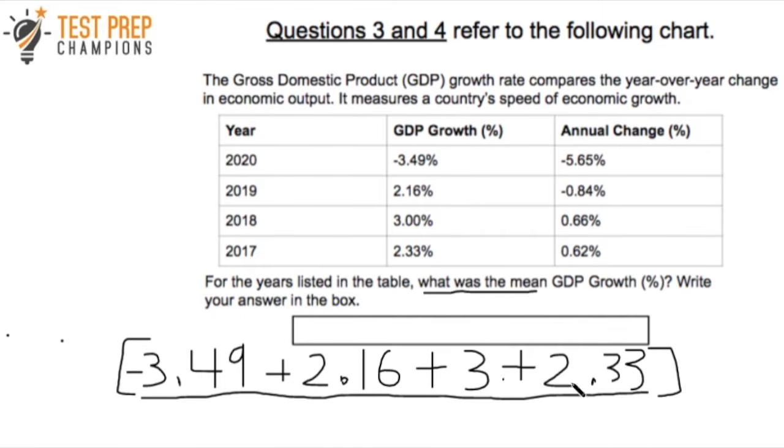So we want to add these up, and then we want to divide down here by the total number of numbers in our data set. So we just count them up. We have 1, 2, 3, 4, okay? So we divide by 4. So you would just take your calculator, add these all up, divide by 4, and let's see what we get. Okay, and so the answer here is 1, right? So 1% is the answer. Let me put that in the box.